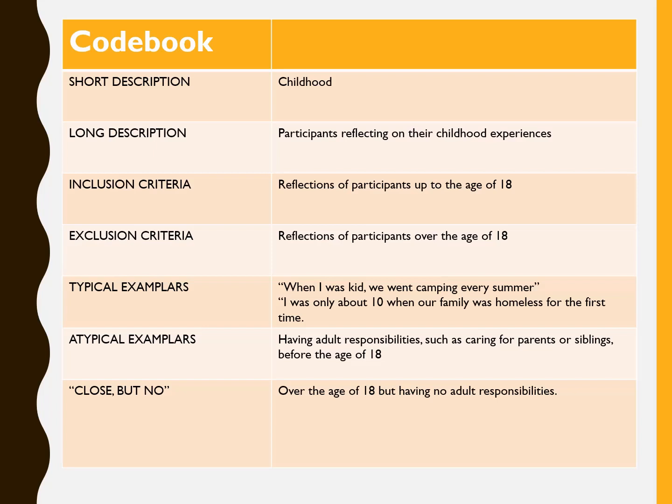Atypical exemplars are things like children having adult responsibilities. Many children care for parents or siblings before the age of 18. So they look as if they sit outside that reflection of childhood because they are doing adult responsibilities, but they're still under the age of 18, so they're included. Close but no are people over the age of 18 who have absolutely no adult responsibilities. So in effect, their life is still kind of childhood, but they're over the age of 18, so they don't fit my inclusion criteria at all.